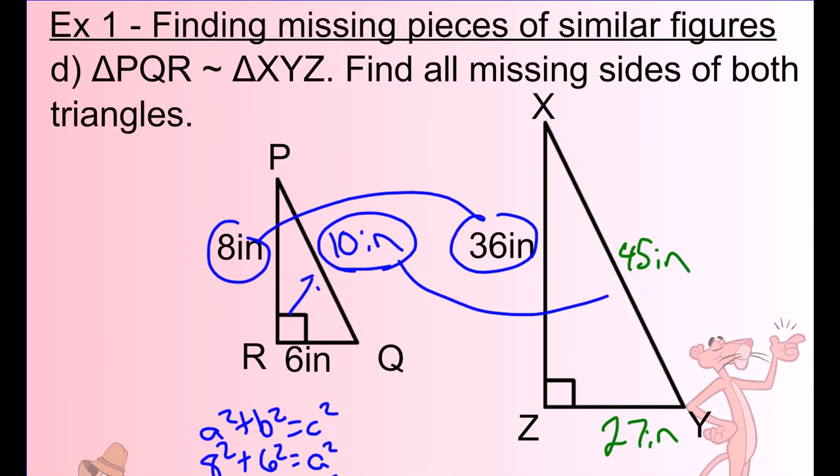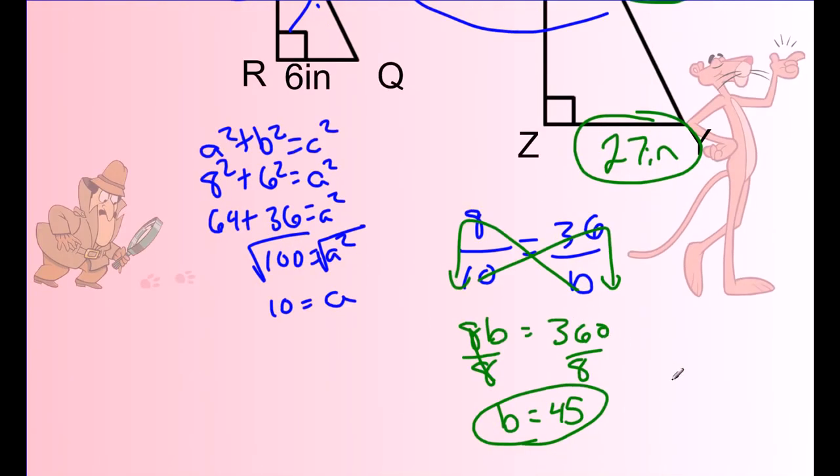And I think we've now answered the question. The question was to find all of the missing sides of both triangles. I now have every single side filled in. I found this 27 using proportions and similar figures. I found this 10 using the Pythagorean theorem because this is a right triangle. And then I found the 45 using similar figures and proportions.